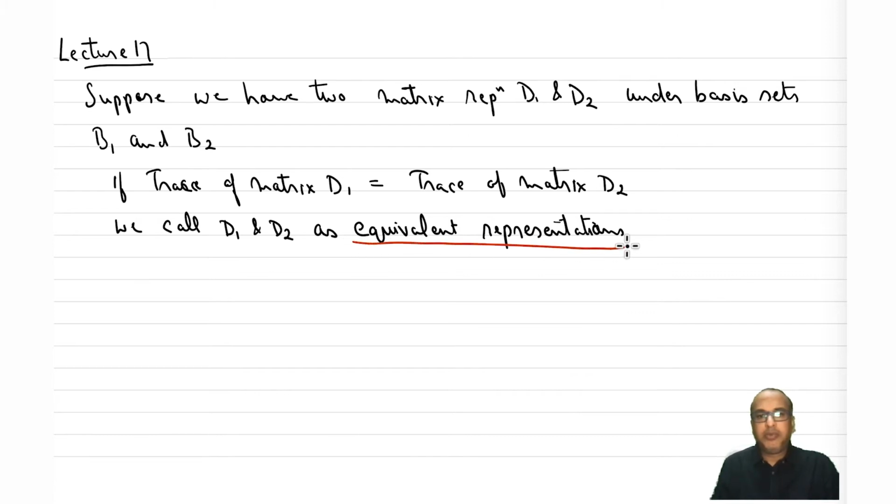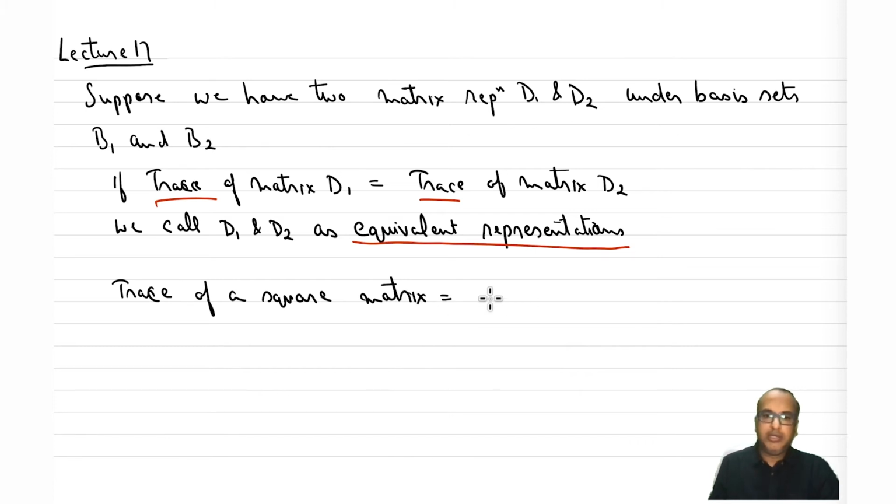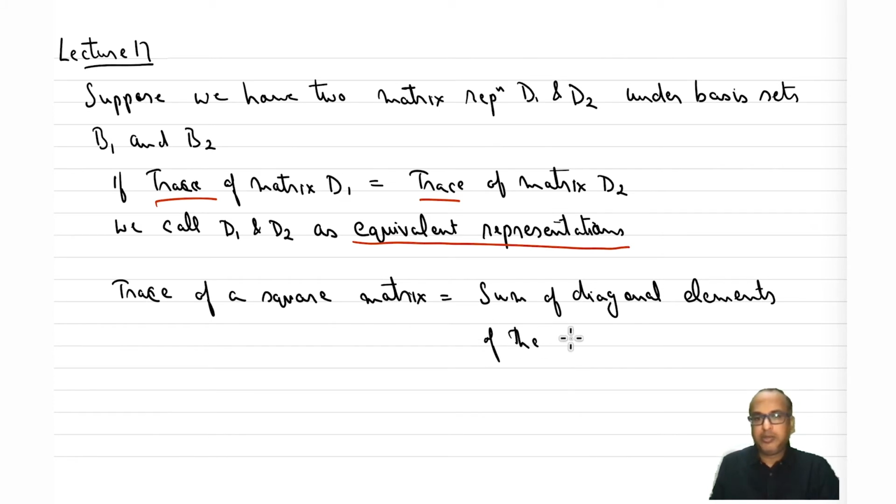Now this is very important here. Because we are saying that the trace of the matrix D1 is equal to trace of the matrix D2, in such cases we call the representations as equivalent. So what is trace, by the way? Those who don't know what is trace, trace of a square matrix is equal to sum of diagonal elements of the matrix.